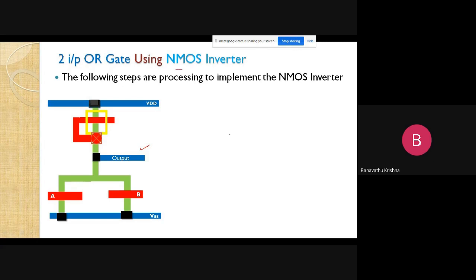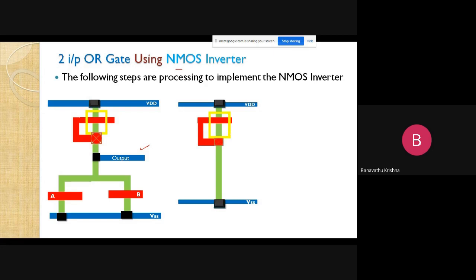circuit diagram. Again you want to take VDD, VSS, diffusion region, contacts, pull up transistor. Next the pull down transistor, output response. This is the complete circuit diagram for the OR gate.